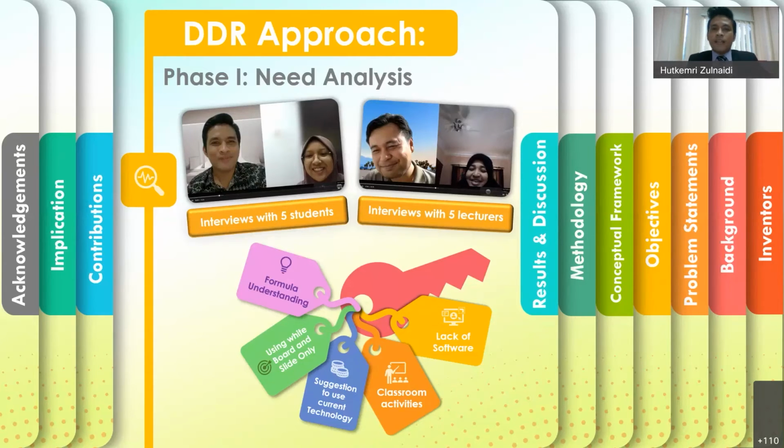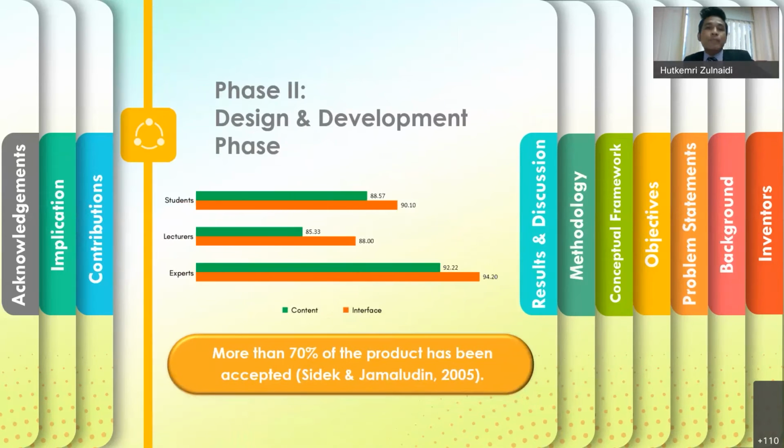About the findings of phase 2, this is the percentage agreement when we sent the questionnaire survey about the perception of the MyOTG, to validate the MyOTG. For the experts, most of them agree, with a percentage above 92.22%. Based on Sidek and Jamaluddin, if the percentage is 70% or above, that means the product we developed is accepted. For the lecturers, the percentage is 55.30%... also more than 70%, right?